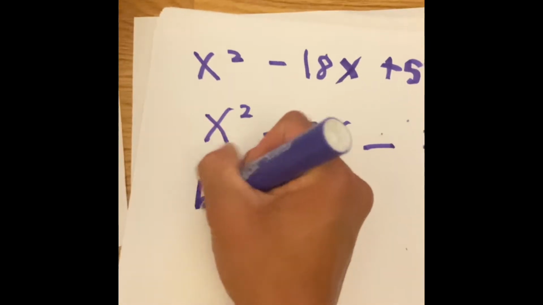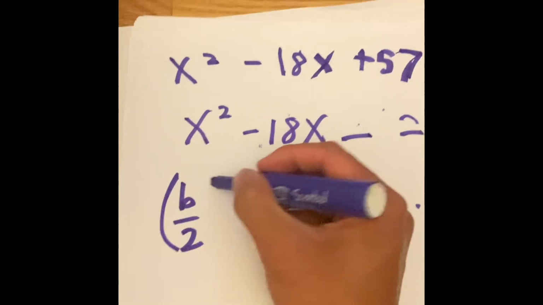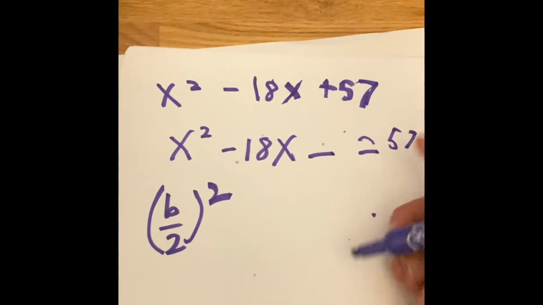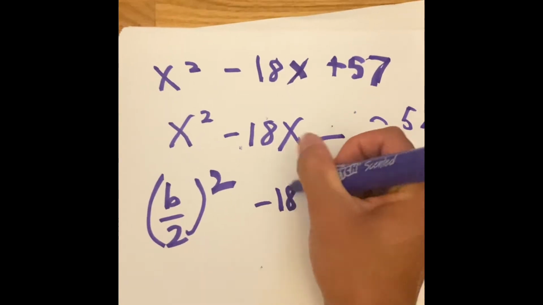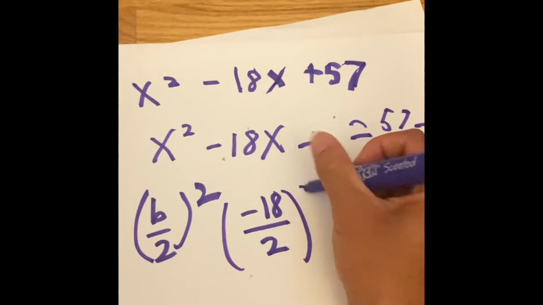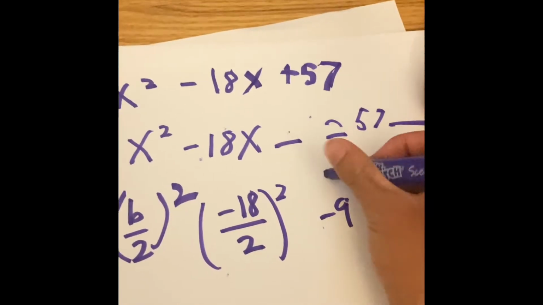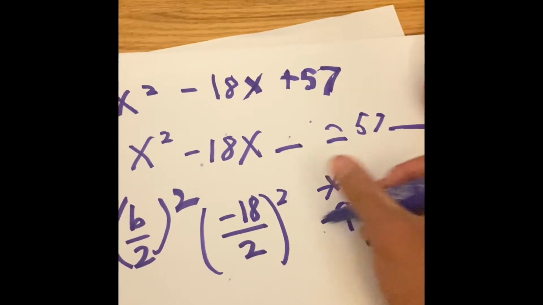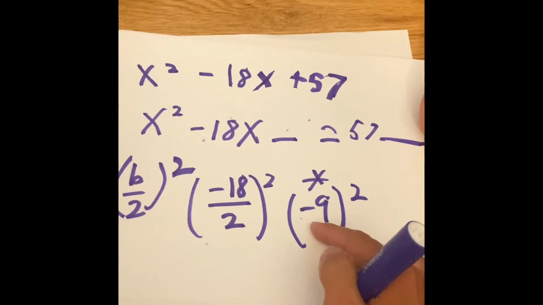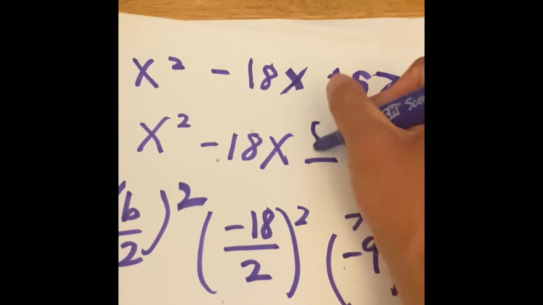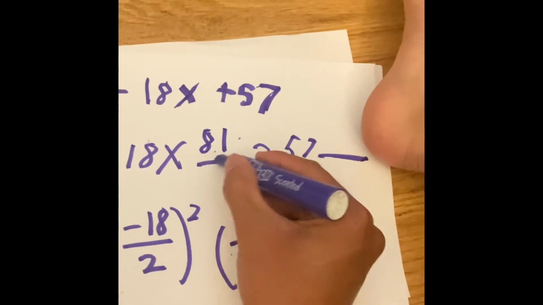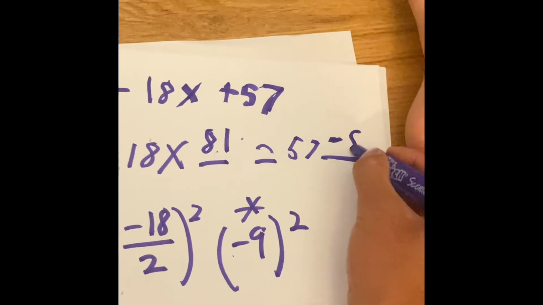Then we have to do b over 2 squared as the formula to find the factors of this quadratic trinomial. So negative 18, divide that by 2, is going to become negative 9 squared. We're going to use that later. So since we have a negative 9 there, we're going to have a positive 81. And instead of having a positive 81 there, we're going to have a negative 81 right there.